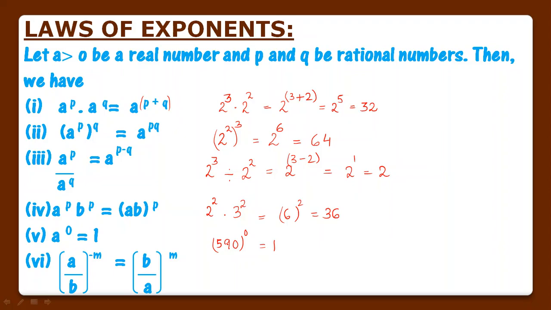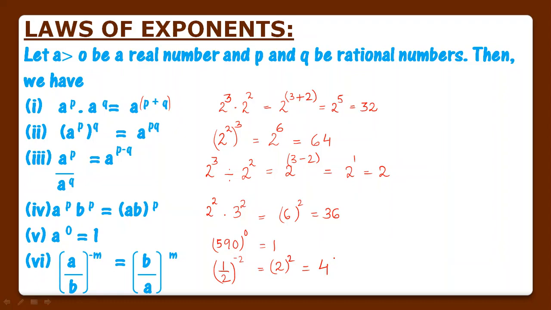Next is a upon b whole raised to the power m is equal to b upon a whole raised to the power m. When inside the bracket, the division a upon b becomes its reciprocal, and negative power will be converted into positive power. Suppose here it is 1 upon 2 whole raised to the power minus 2. So we can write it like this, 2 raised to the power 2. 2 upon 1 is 2. Our answer is 4. In this way, this law is applicable.